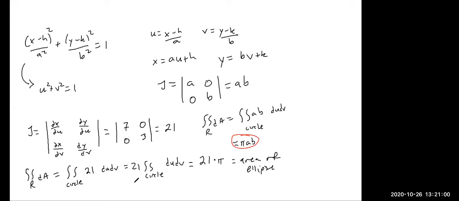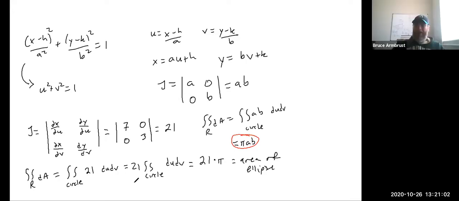Nice. Power, man. Are you kidding me? This is awesome. So all you got to do to get the area of an ellipse is just multiply the two, the semi-major axis and the semi-minor axis. Multiply those together times pi.